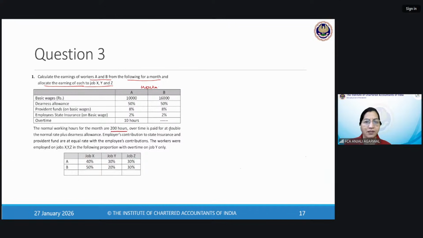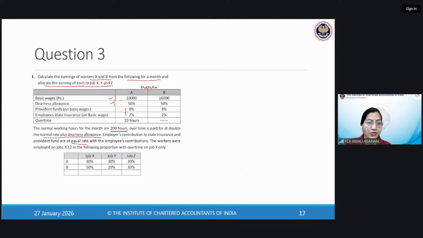And if there is overtime, it is paid at the double the normal rate plus DA. So we don't take PF and ESI into consideration to calculate the overtime payment. We calculate only the basic and DA here as is specifically mentioned. The employer contribution to state insurance and provident fund are also at equal rate with the employee's contribution. So that means the employer is also contributing 8% and 2%, and the employee is also contributing exactly 8% and 2% of his salary towards ESI and PF.